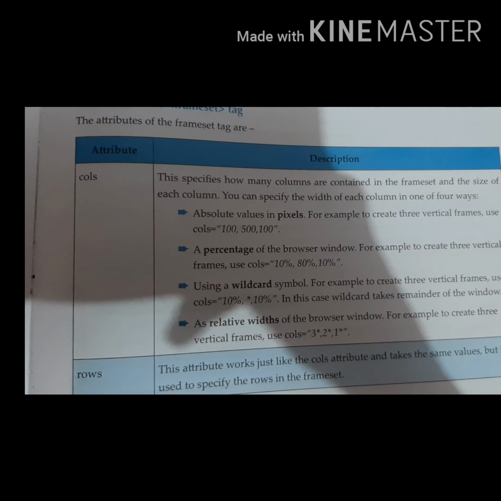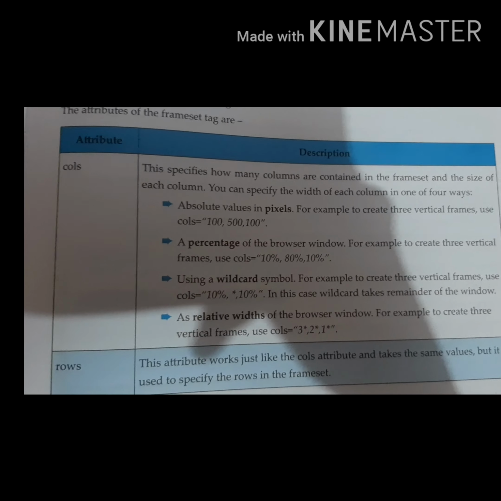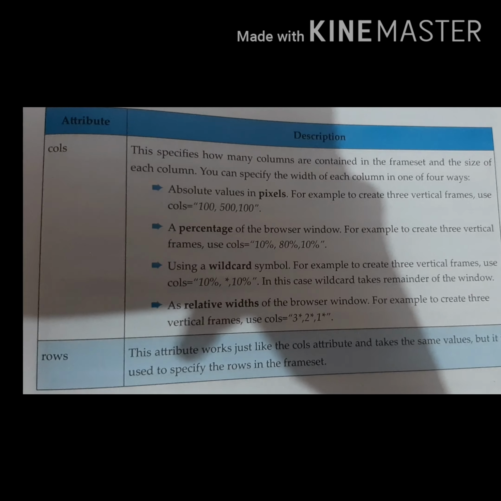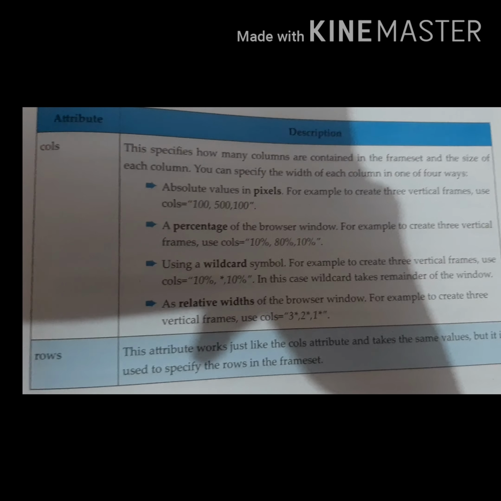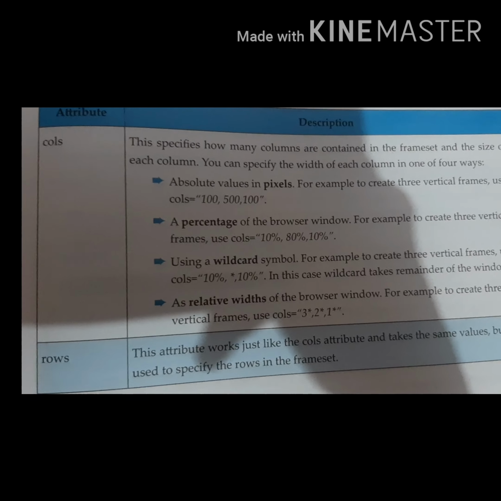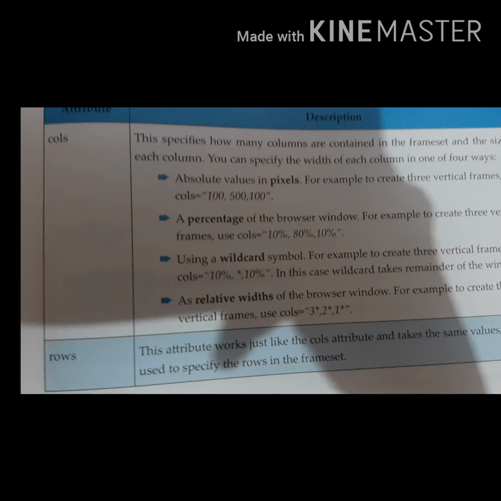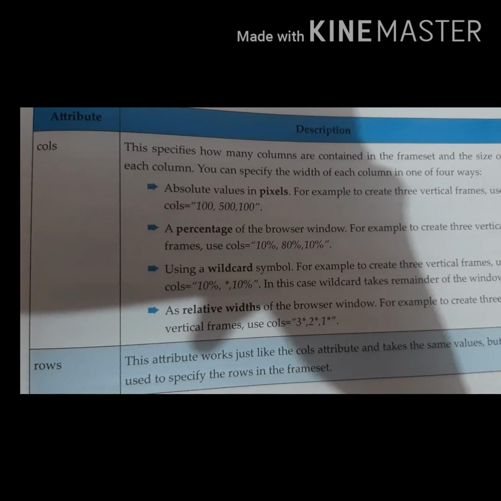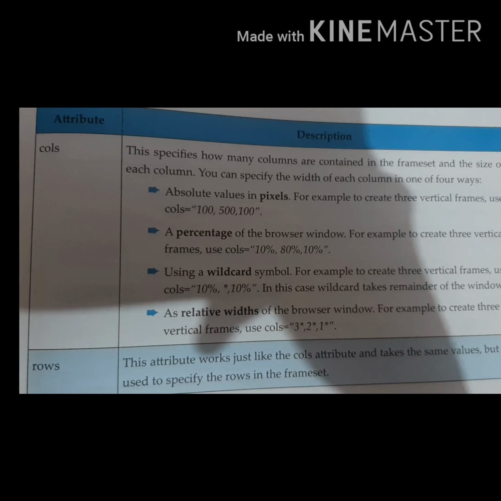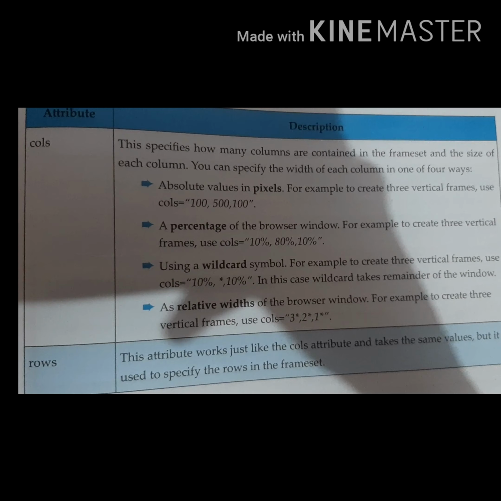Attributes of frame set tag. Cols, as I have already told you, this specify how many columns are contained in the frame set and the size of each column. Absolute values can be given in pixel like 100, 500, 100. We can also give it in percentage like 10%, 80%. We can make use of a wildcard like 10%, asterisk, 10%, or a relative width of a browser window. To create 3 vertical frames, you use 3 asterisk, 2 asterisk, 1 asterisk. Rows attribute works like the cols attribute.